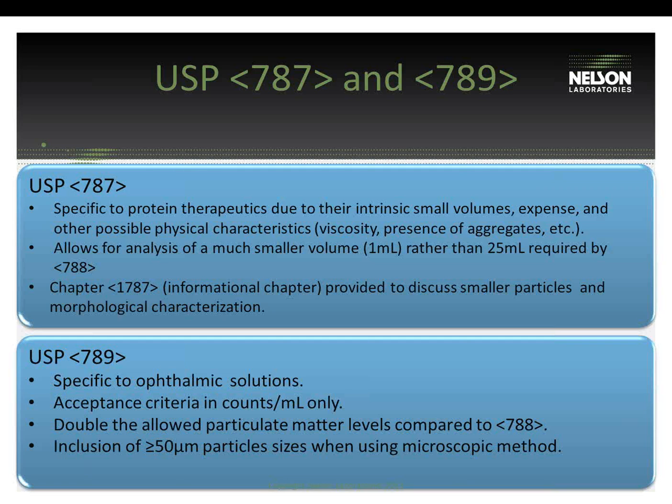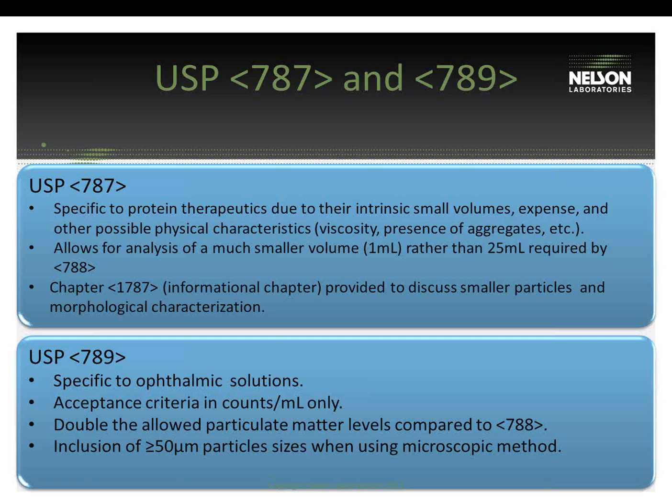It also contains an informational chapter, which should be quite helpful, 1787, to discuss smaller particles and morphological characterization. So it's very probable that measurement of smaller particles, possibly 2 or 5 micron particles, may be required, as well as possibly some morphological characterization of those particles. But again, this is in development currently, should be released for the next volume compendia update, probably next year, I'm guessing in May.